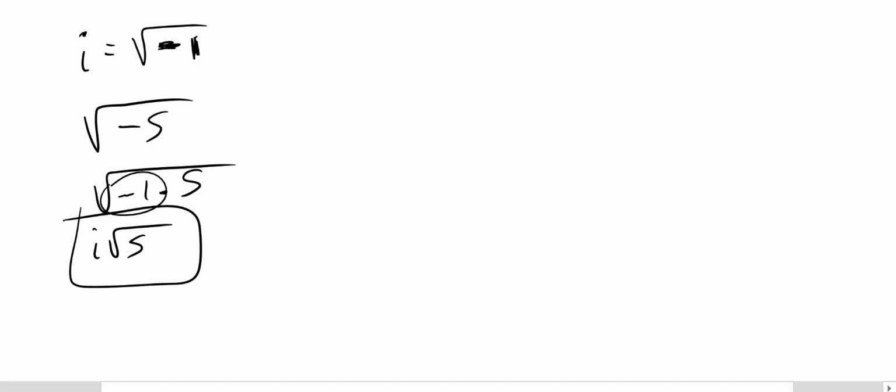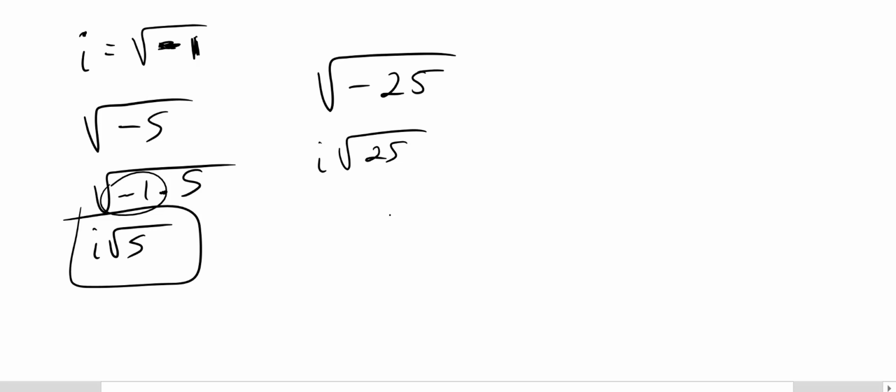So my final answer is i root 5. If I said the square root of negative 25, again, you can't do anything with it until you pull out an i. So i represents the square root of negative 1. And now you can say, what's the square root of 25? It's 5. So my answer is 5i. That's not bad.